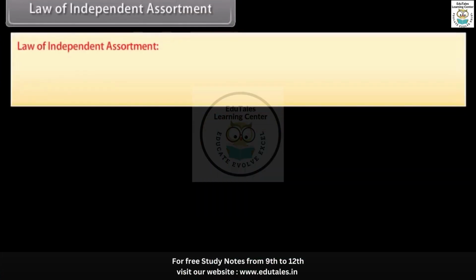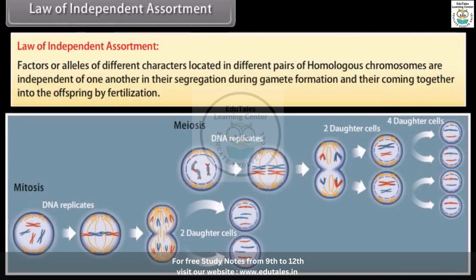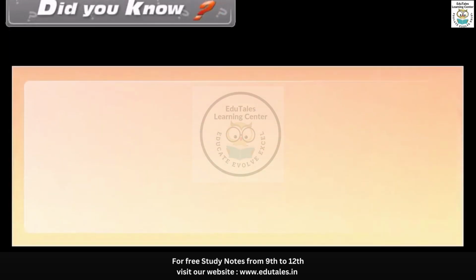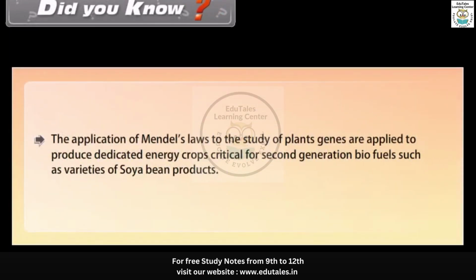Law of independent assortment. Factors or alleles of different characters located in different pairs of homologous chromosomes are independent of one another in their segregation during gamete formation and their coming together into the offspring by fertilization. Did you know the application of Mendel's laws to the study of plants' genes are applied to produce dedicated energy crops critical for second-generation biofuels such as varieties of soybean products?